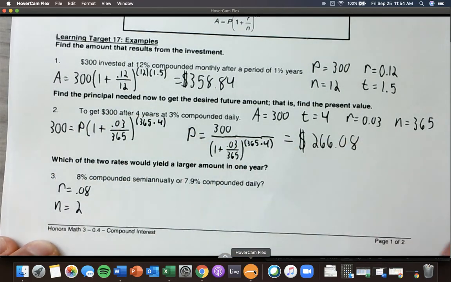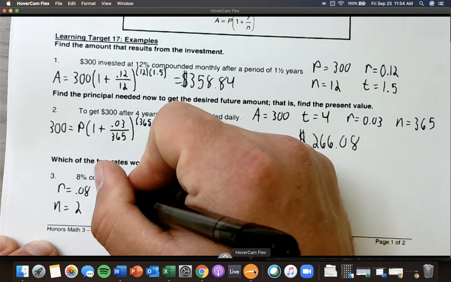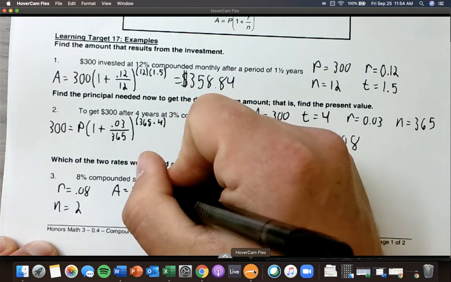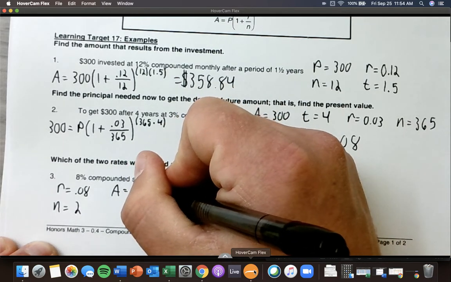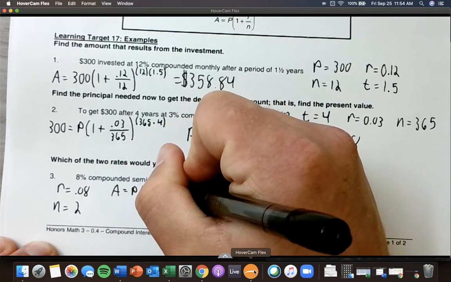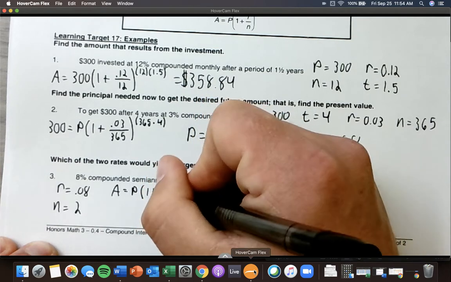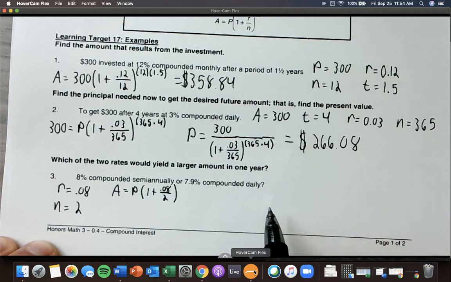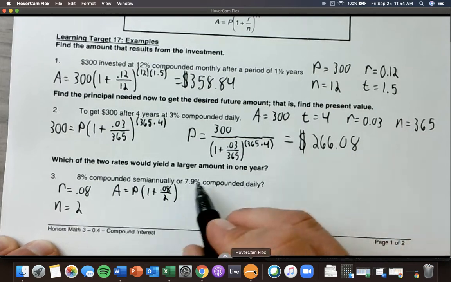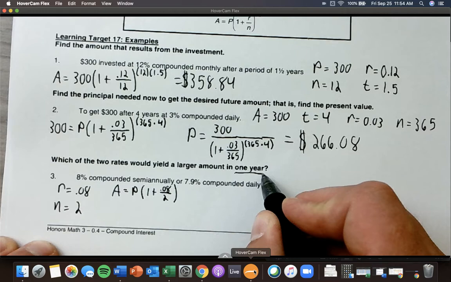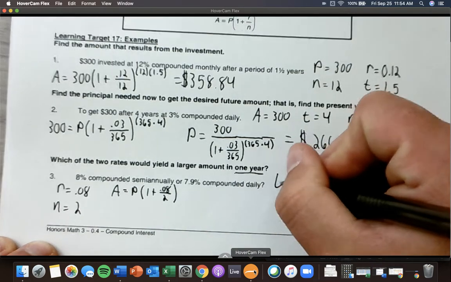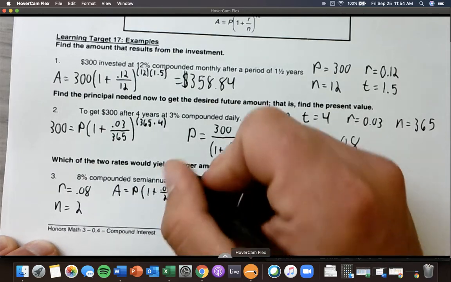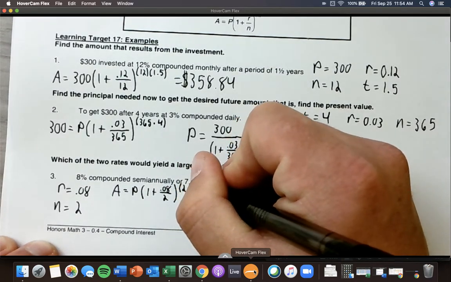All right, so if we want to know how much it would yield, we can just use the variables for the other values and see what we get. We have 1 plus 0.08 all over 2, and that's raised to the, it says right here in the instructions we have 1 year. So for both of these, t is going to be equal to 1. So this is going to be raised to the 2 times 1.